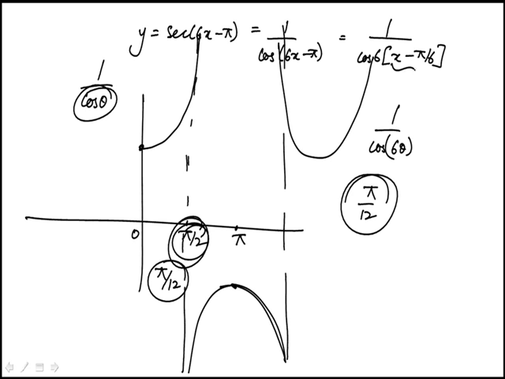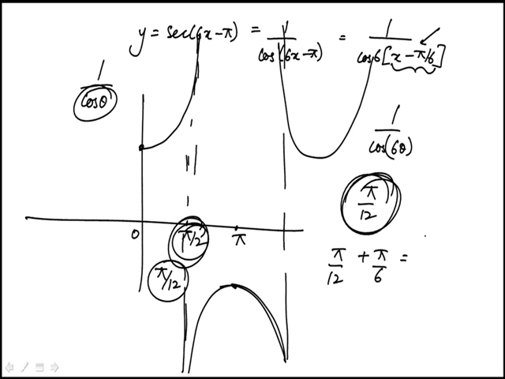Now we also have this shift. This is a horizontal shift to the right, because we have a minus pi over 6. So this vertical asymptote will shift to the right by pi over 6.